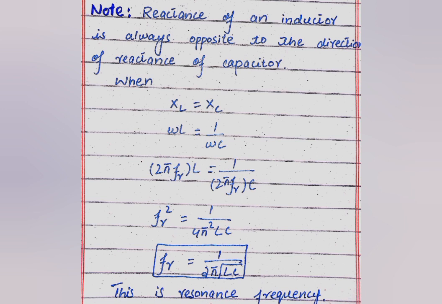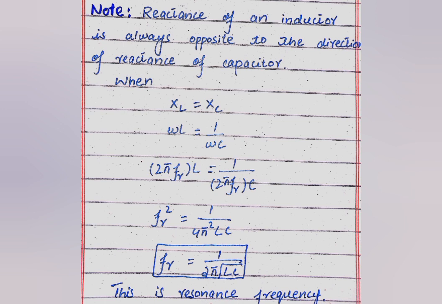So we calculate the resonance frequency. In place of XL we put ωL, and in place of XC we put 1 over ωC. We know that ω is equal to 2πf, where f is the resonance frequency. Rearranging the equation, we get the frequency of resonance, also known as the resonance frequency, equal to 1 over 2π square root of LC. At resonance frequency, the formula is fr equals 1 over 2π square root of LC.